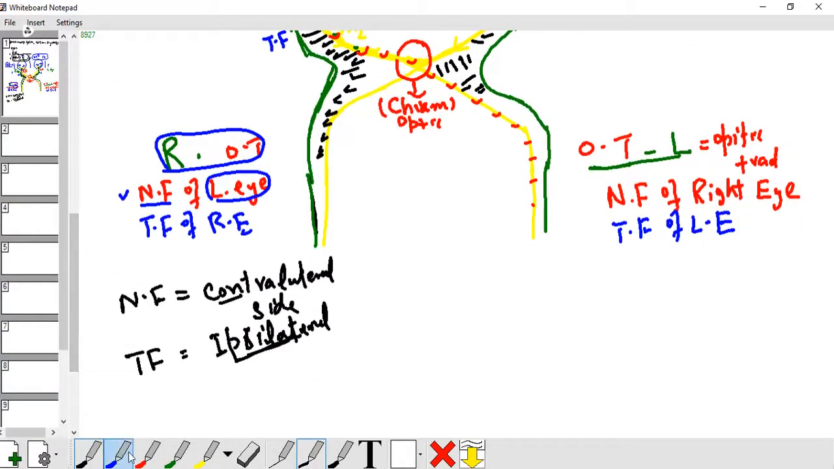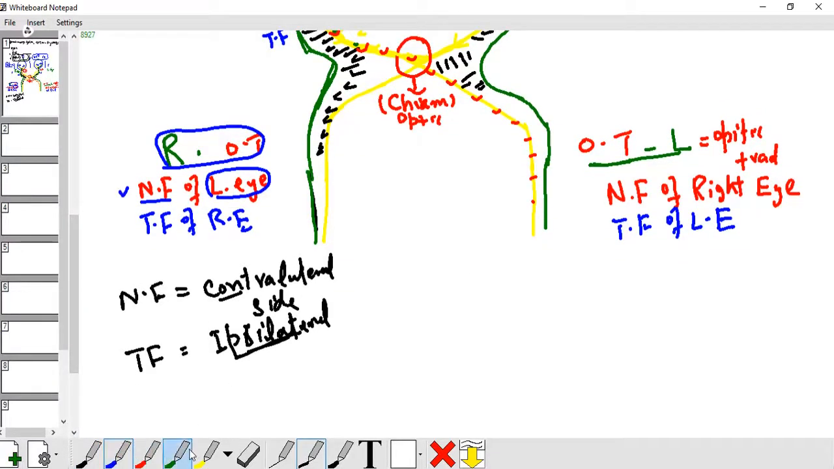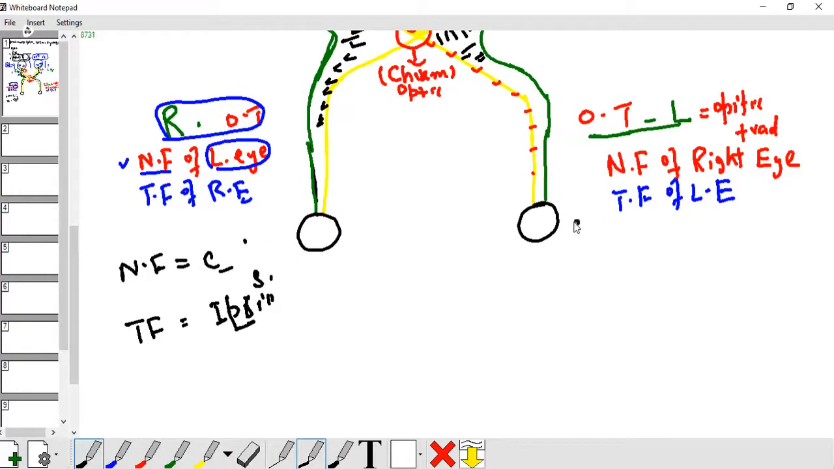Now this optic tract, after crossing, goes to the geniculate body. This geniculate body is present in the thalamus. After this, it's a geniculate body, but each tract changes to radiation.